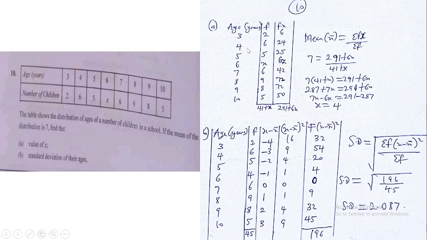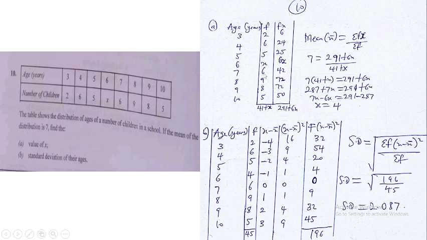3 times 2 gives us 6, 4 times 6 is 24, 5 times 5 will give us 25, 6 times x will give us 6x, 7 times 6 is 42, 8 times 9 is 72, 9 times 8 is 72, 10 times 5 will give us 50. So summation of it, that means sum these fx together, and if you sum it together, that will give us 291 plus 6x over summation f.